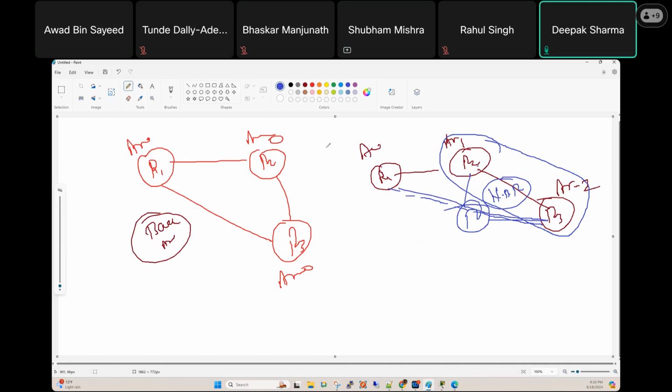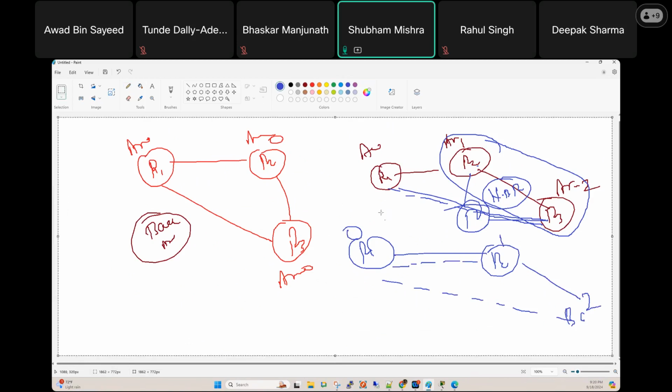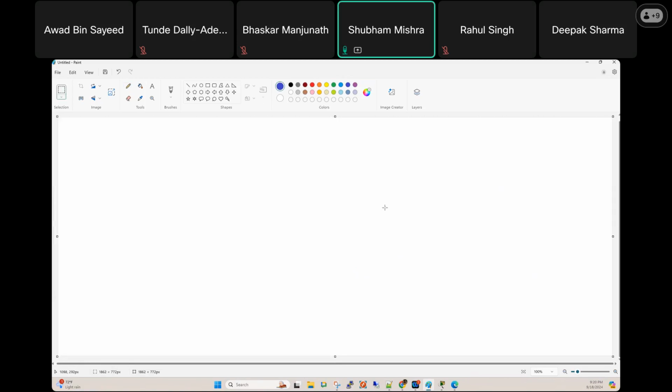Yes, there are multiple methods, but right now I'm just telling you R1, R2, R3. Here, you are using area 0, area 1, area 2. Fine. These can communicate, but these cannot communicate. If you want them to, you need to connect here also. Done, everyone? So that is called area.